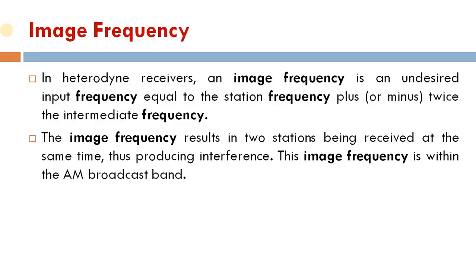Now let us see what is image frequency. In heterodyne receivers, an image frequency is an undesired input frequency equal to the station frequency plus or minus twice the intermediate frequency. The image frequency results in two stations being received at the same time, thus producing interference. This image frequency is within the AM broadcast band.